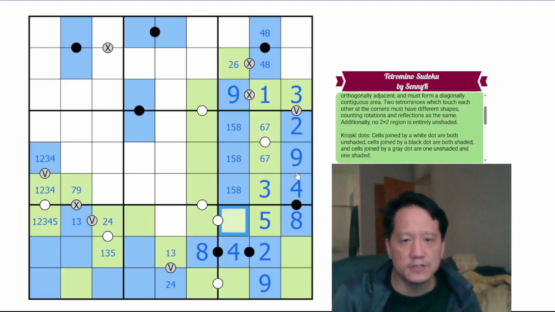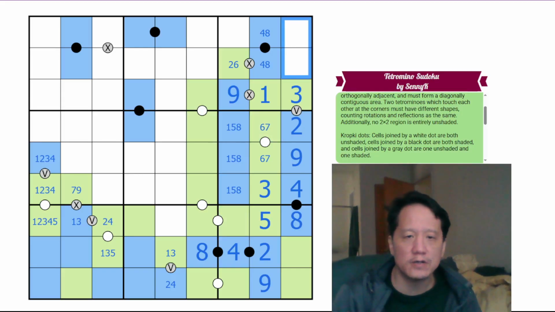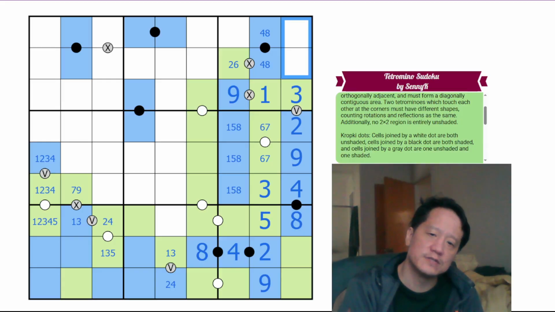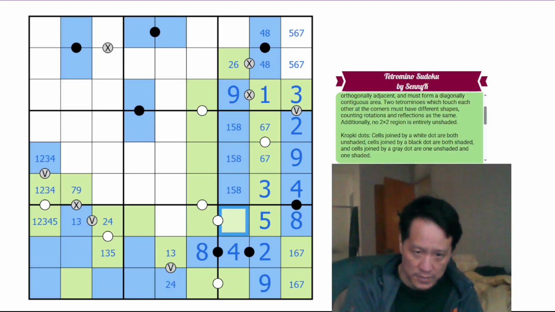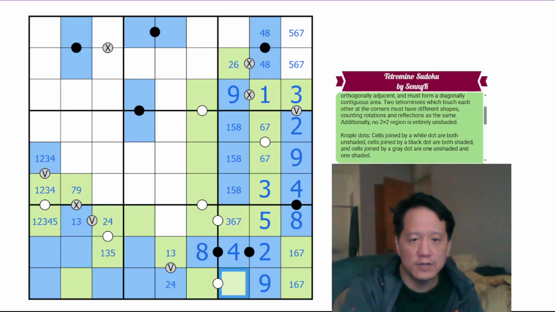Okay, remaining digits in column 9 are 1, 5, 6, 7. So this is 5, 6, 7. This can't be 5, so this is 1, 6, 7. This has to be 3, 6, 7 here, 3, 6, 7 here. 5 eliminates 5 from being here. This can't be 3 or 4. That can't be 1 or 2 because of 3 or 4 in the row.